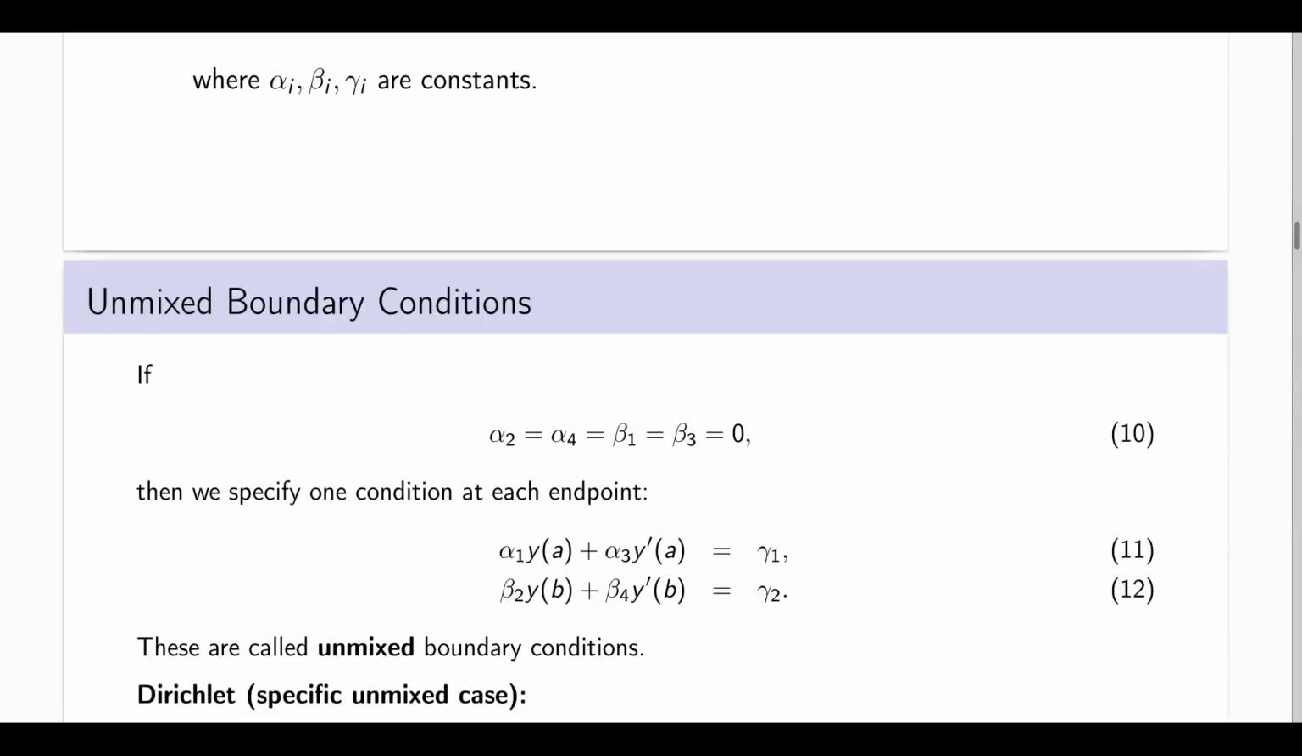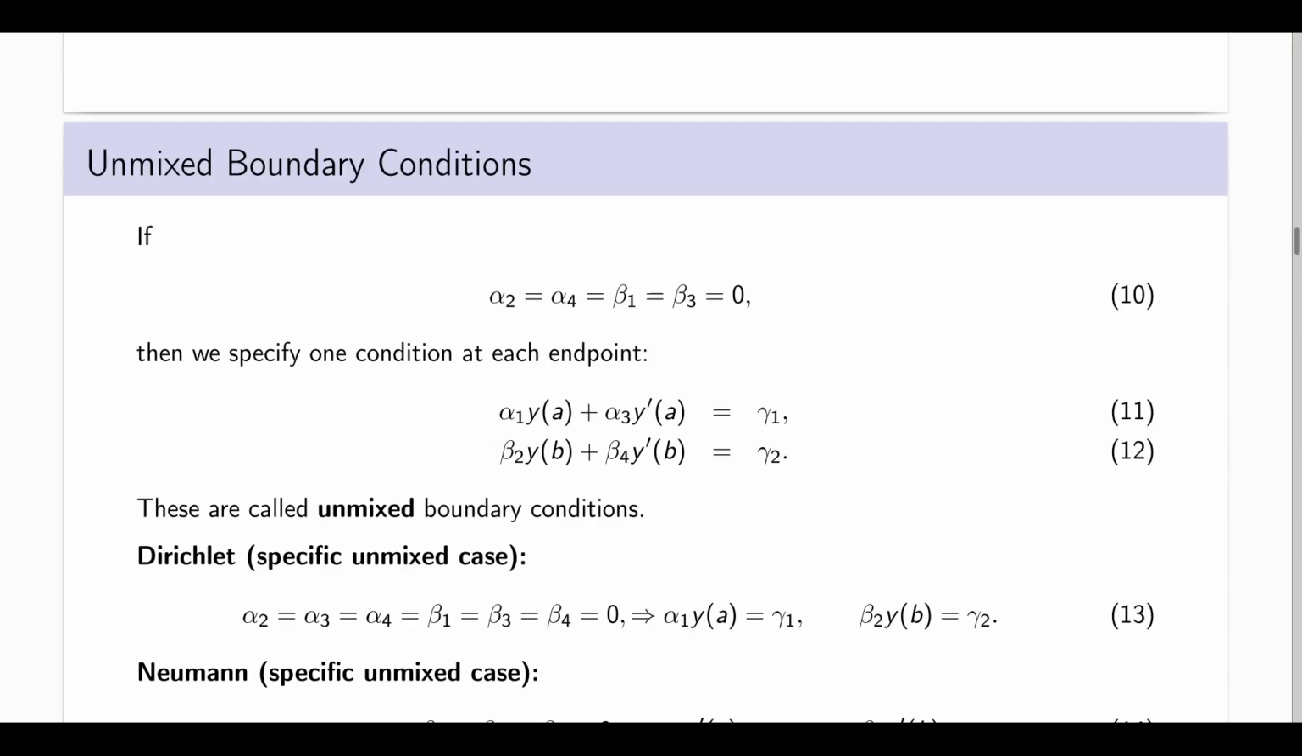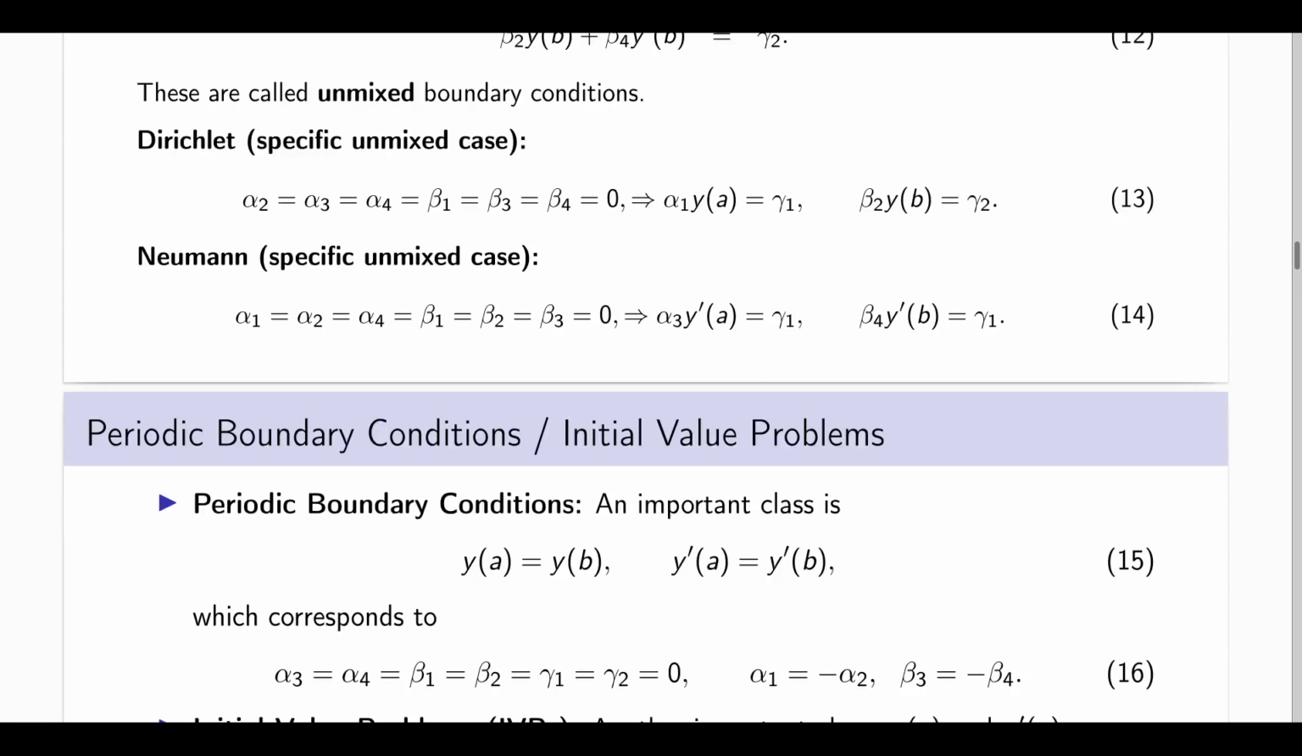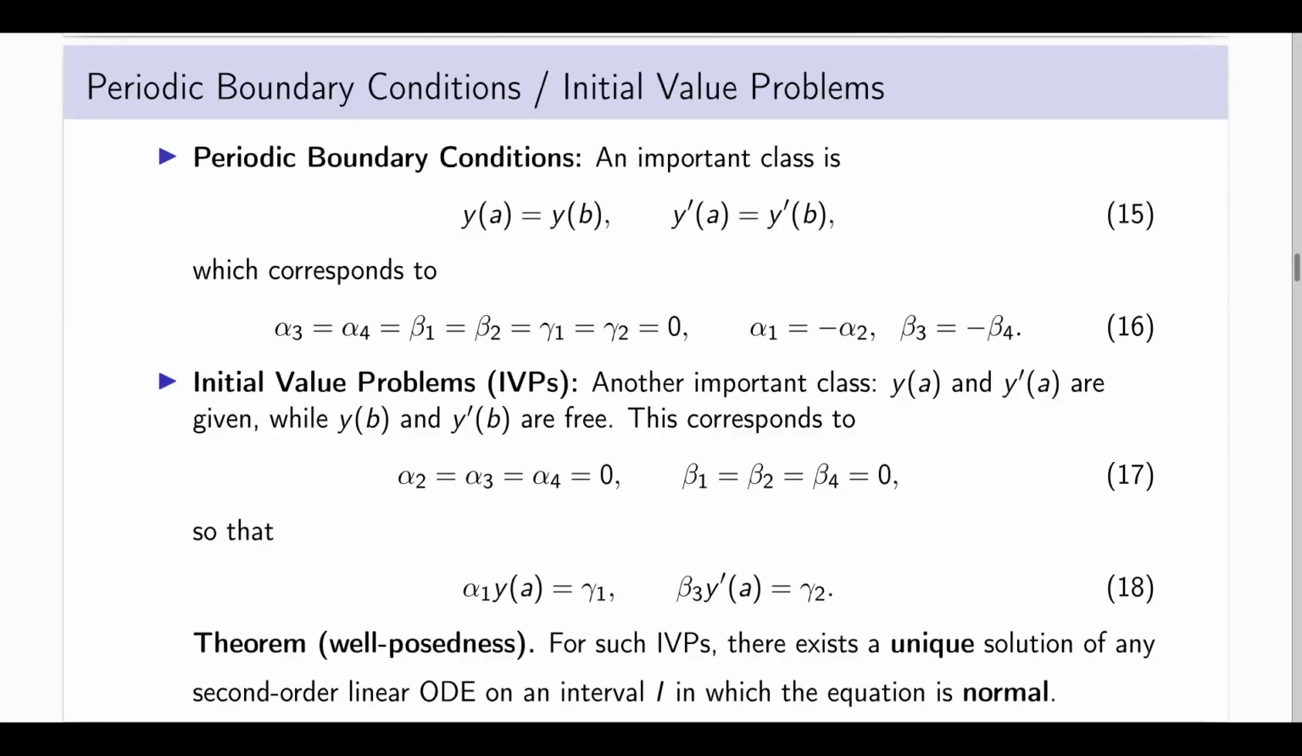Specific cases include unmixed conditions, where each endpoint provides one relation, the Dirichlet type, fixing y of A and y of B, and the Neumann type, fixing y prime of A and y prime of B. Other important cases are periodic boundary conditions, where y of A equals y of B and y prime of A equals y prime of B, and initial value problems, where y of A and y prime of A are given. A fundamental theorem then states, for such an initial value problem, if the equation is normal on I, there exists a unique solution on that interval.